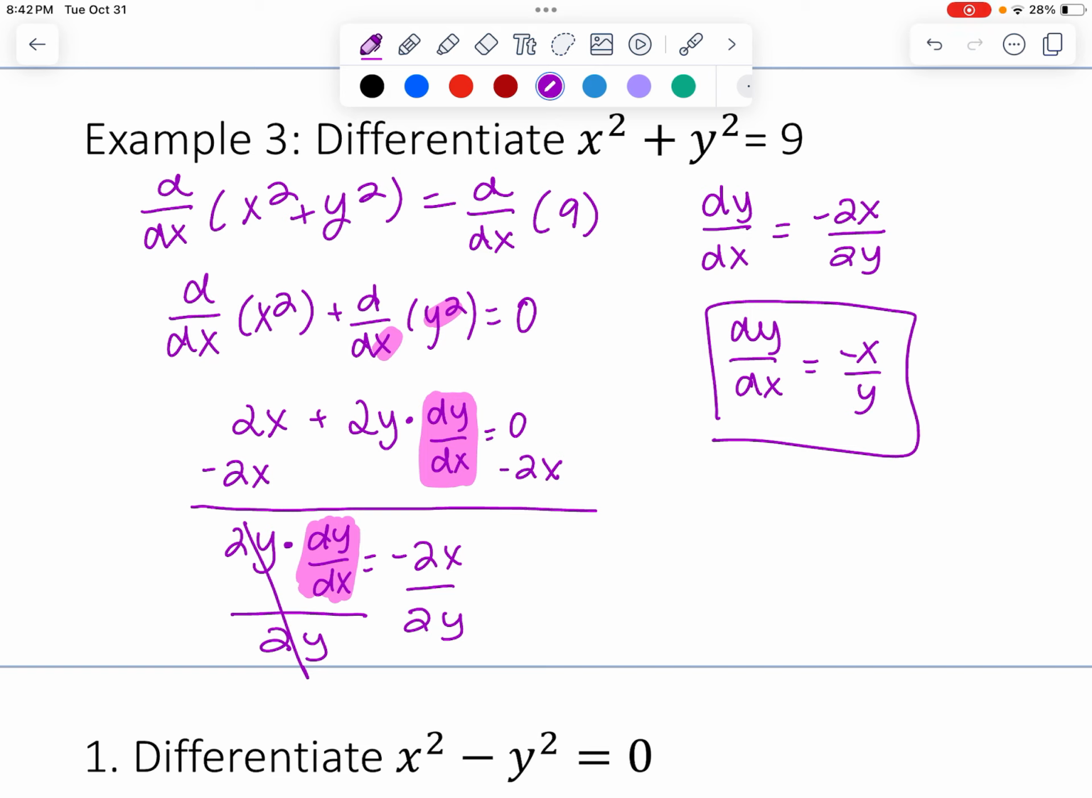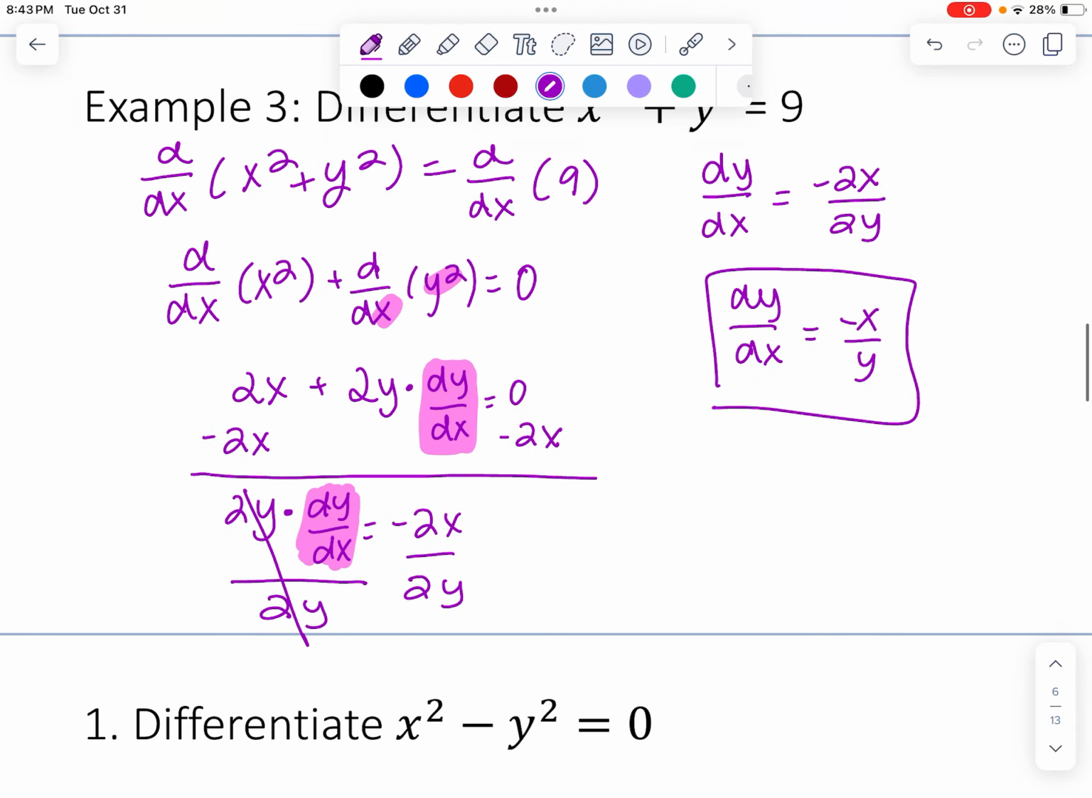And this is our answer. So that is the derivative of y, but we just had to use a different technique because y wasn't solved for. So the derivative of y with respect to x, the derivative of this problem, is negative x over y. A lot of weird process, but a kind of simple answer. So we're going to do a couple more.